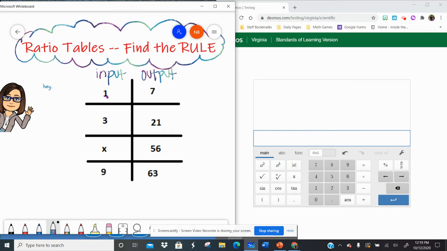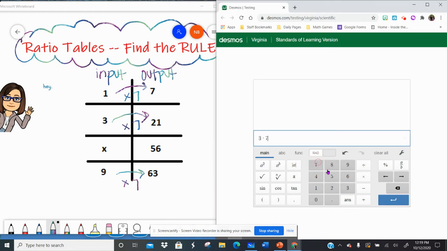Well, I have to think to myself, 1 times what would give me 7? That's easy, that's times 7. And what times 3 would give me 21? Again, times 7. I don't know this number here, but is 9 times 7 63? Yeah, it is. And I could check all these in a calculator. 3 times 7, 21. 9 times 7, 63. 1 times 7, obviously 7.